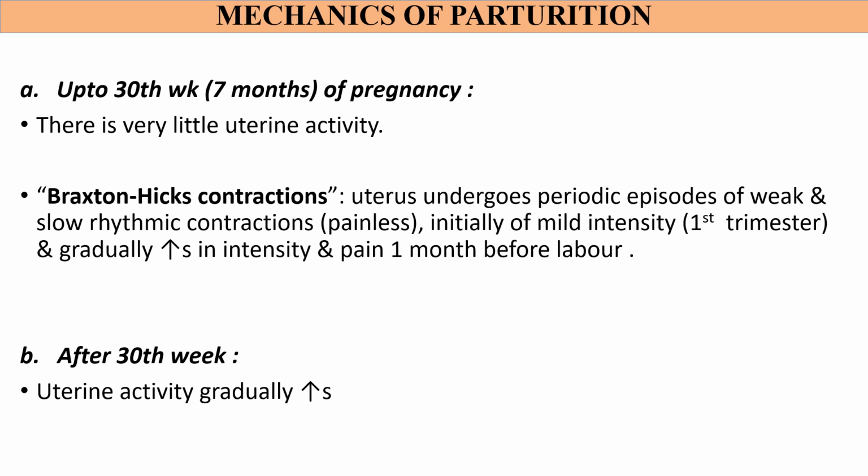These are periodic episodes of weak and slow rhythmic contractions which are painless and initially of mild intensity. Later, the intensity increases along with occurrence of pain just 1 month before labor. After 30th week, the uterine activity increases more.